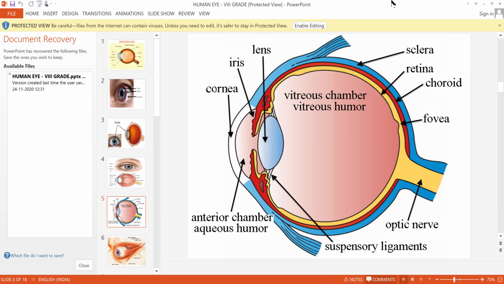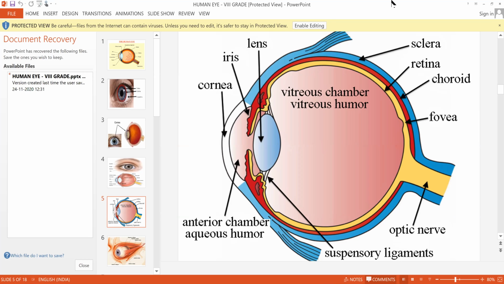Is it clear, this choroid now? Yomini, are you able to understand, miss? Miss, but if it prevents the reflection of light, then how can we see the image? Because light should be reflected for us to see it.